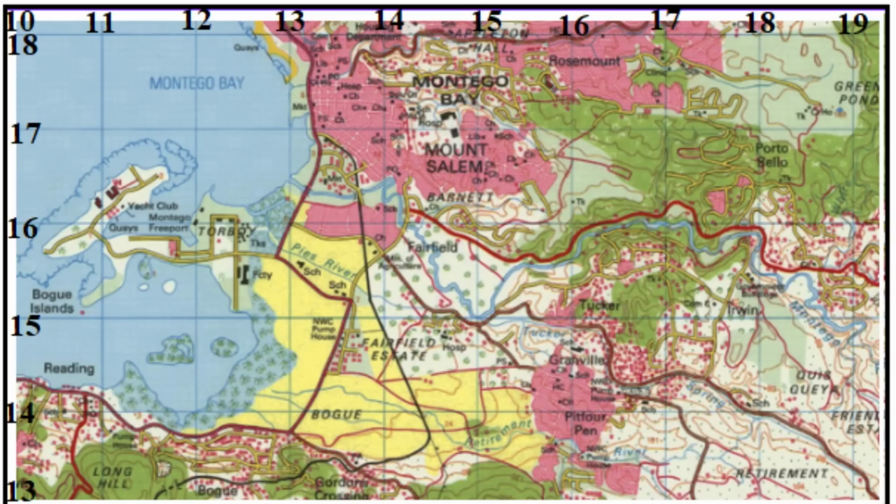So for example, if you are asked to give the location of Mount Salem, you could use grid reference and you would therefore say that Mount Salem is located at 1416. 14 is the easting line to the left of the feature and 16 is the northing line to the bottom of the feature.